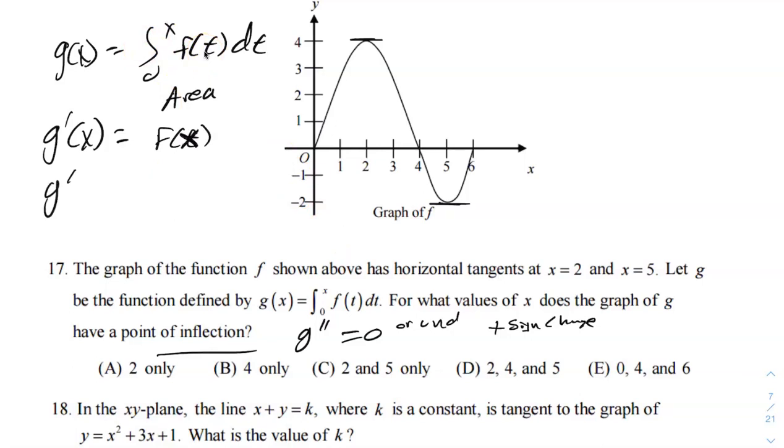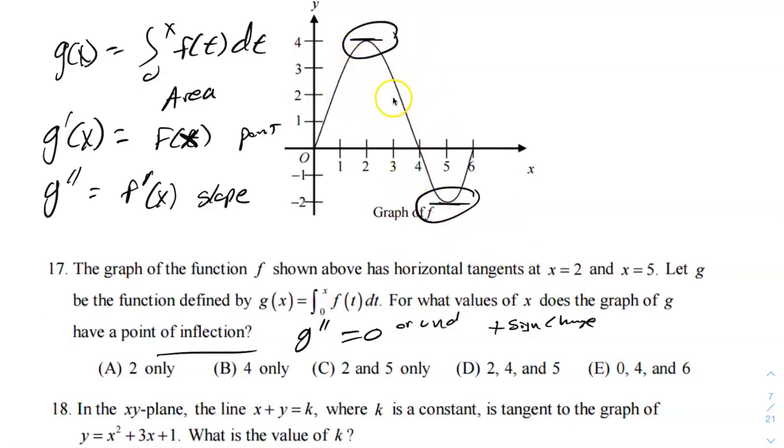And then the second derivative will be the derivative of f of x, which is the slope. So we're looking for where the slope equals 0, and there's a sign change. Well, slope equals 0, look, they told us that there's horizontal tangent lines there. Slope equals 0 here and here. And those are also sign changes, right? It goes from positive slope to negative slope to positive slope. So it's at 2 and 5.